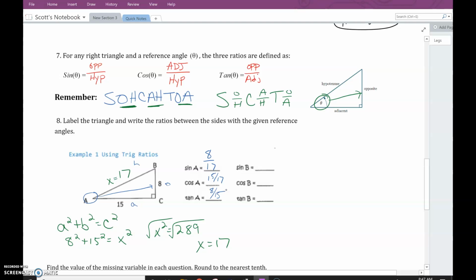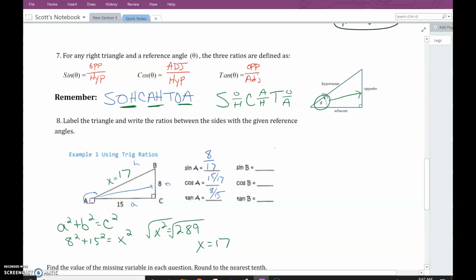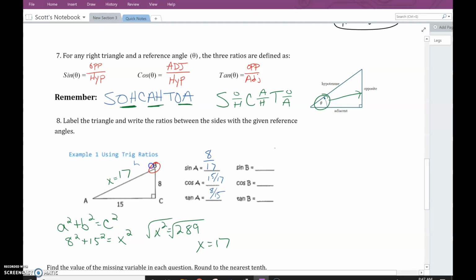Okay, now you might need to do a little erasing here because now I'm going to shift my reference angle to B. Hypotenuse will stay the same. Now I'm going to use red. B. So now this is opposite, adjacent, and hypotenuse. You might notice the opposite and the adjacent just switch around. I'm going to let you guys fill in for B.